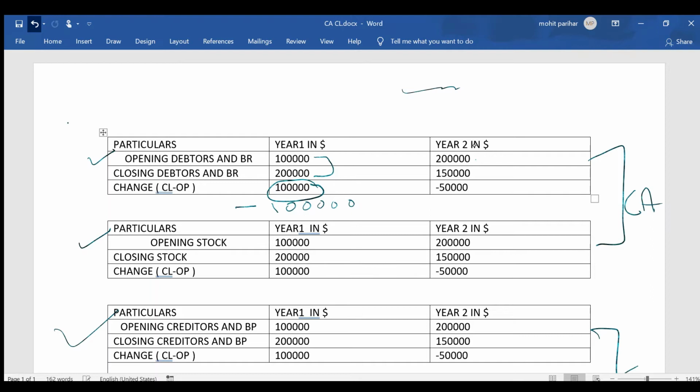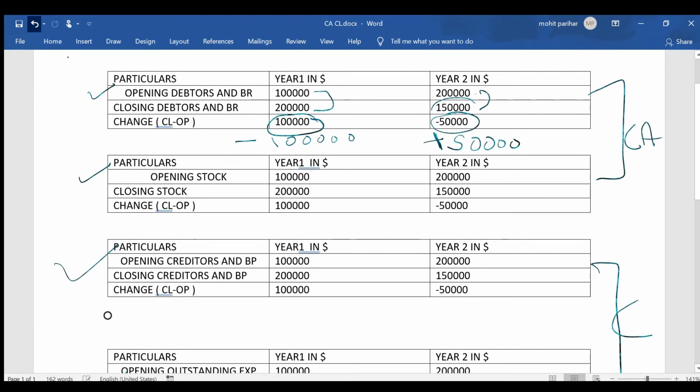Okay, outflow. And in year two, you can see that the opening balance of debtors and bills was 2 lakh. This means you have not received $2 lakh from the people, and this balance came down to 1,50,000. This means that the amount of money you have not received from people has reduced by 50,000, and therefore there is a cash inflow of 50,000.